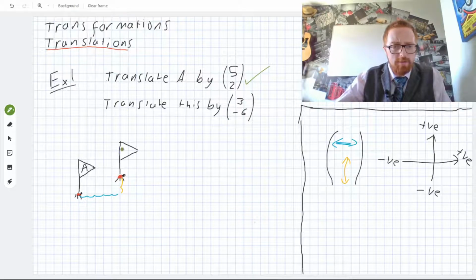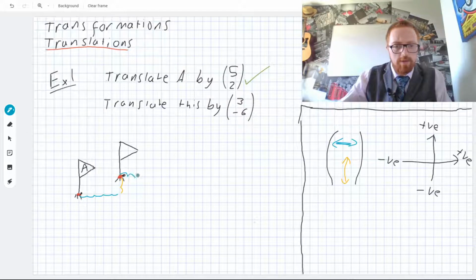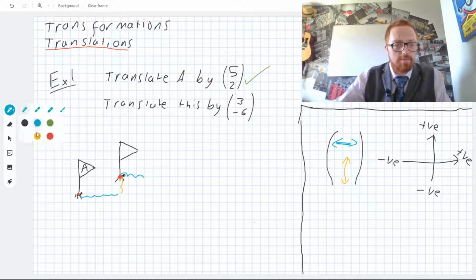So now we need to translate this answer by 3 negative 6. We'll do exactly the same process. This top number tells us that we're going 3 to the right. 1, 2, 3. And this bottom number, this time it's negative, and you recall that negative means it needs to go down. So it needs to go 6 down. So 1, 2, 3, 4, 5, 6.